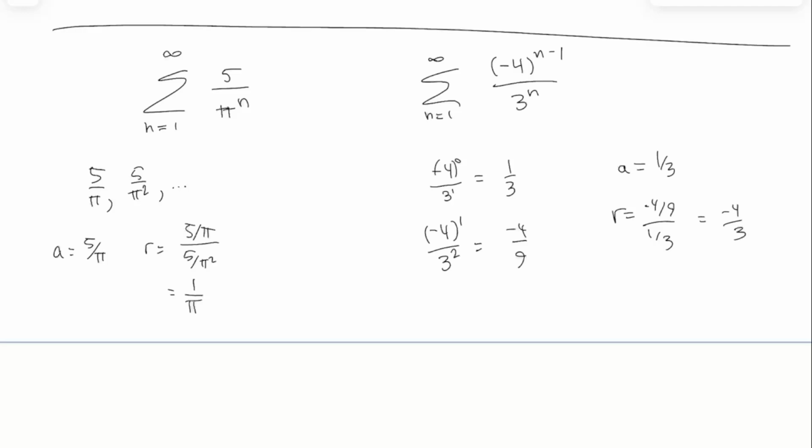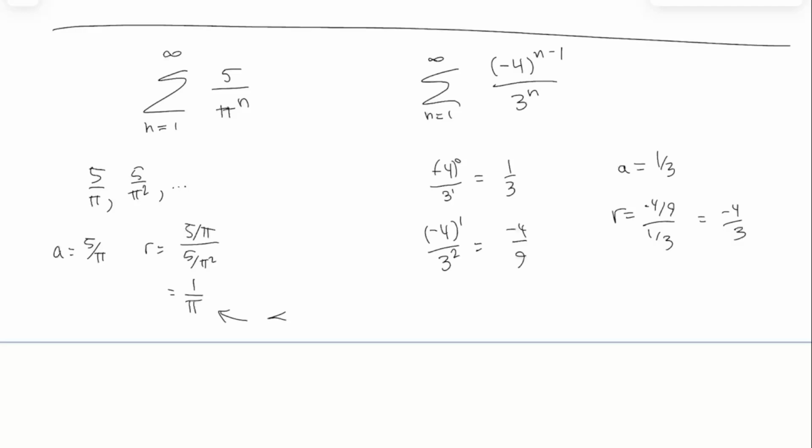All right, can we chat about these? So the first one, as I was looking around, basically everybody was doing great. Write out the first two terms. The first term is 5 over pi, and the ratio would be this one divided by this one, and hopefully you don't mess up the fractions. I got 1 over pi. Anybody agree?